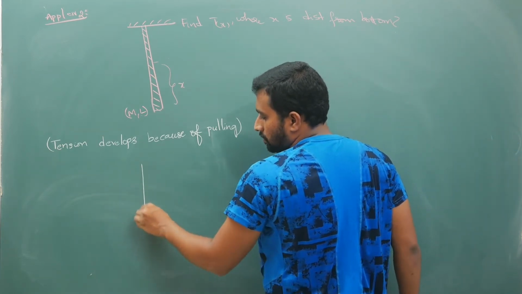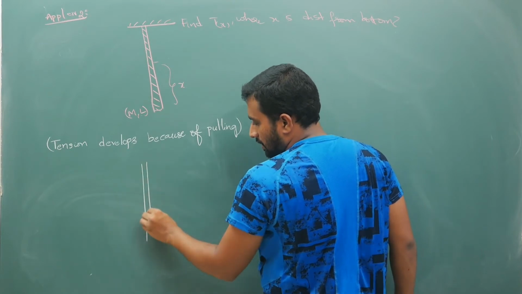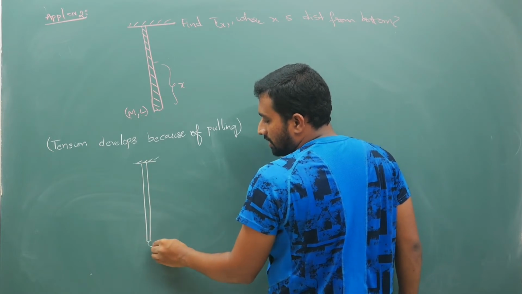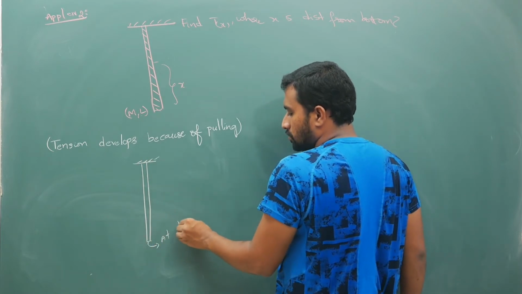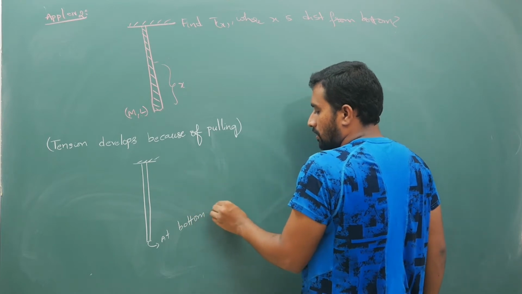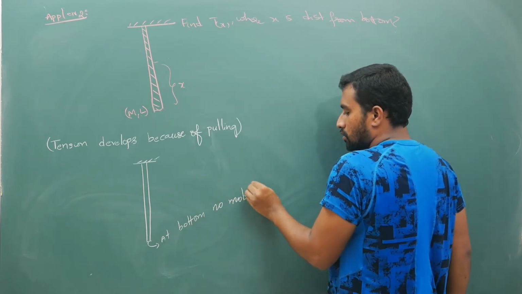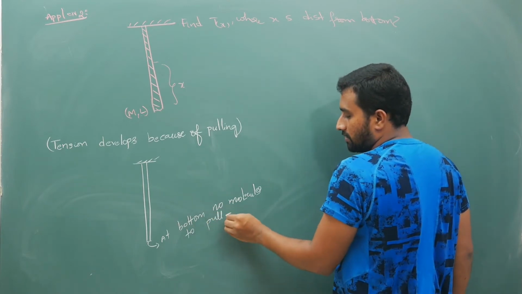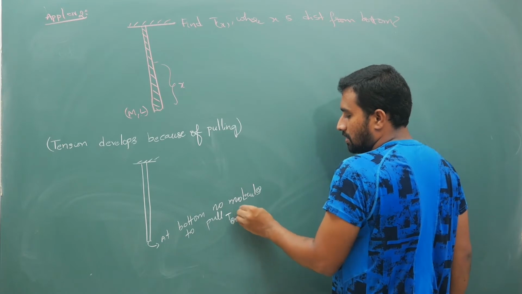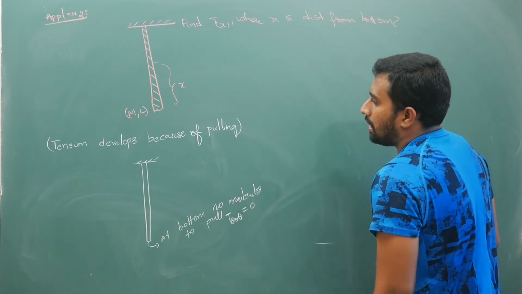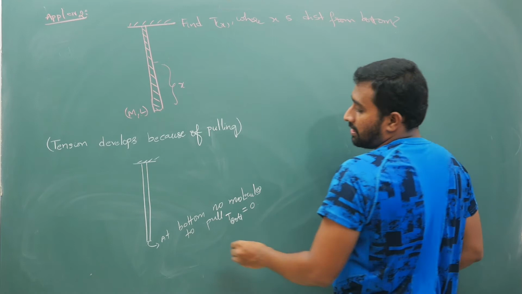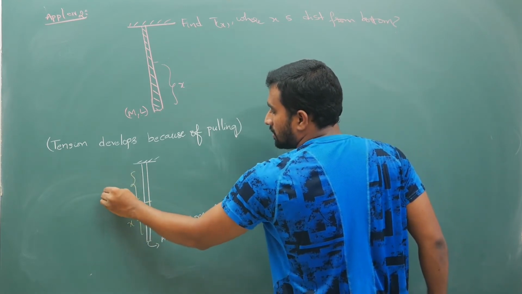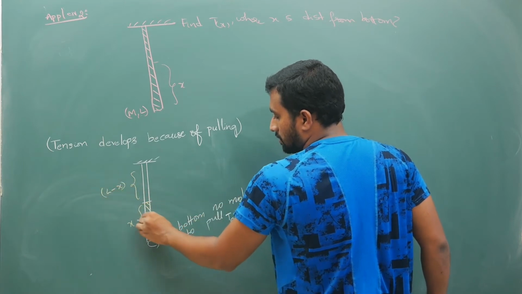What I want to explain is, if you are taking this rope, here at the bottom there are no molecules to pull. When there are no molecules to pull, tension at the bottom is equal to 0. Now the next important thing is, I will divide this into two parts. This distance is x, this distance is L minus x.